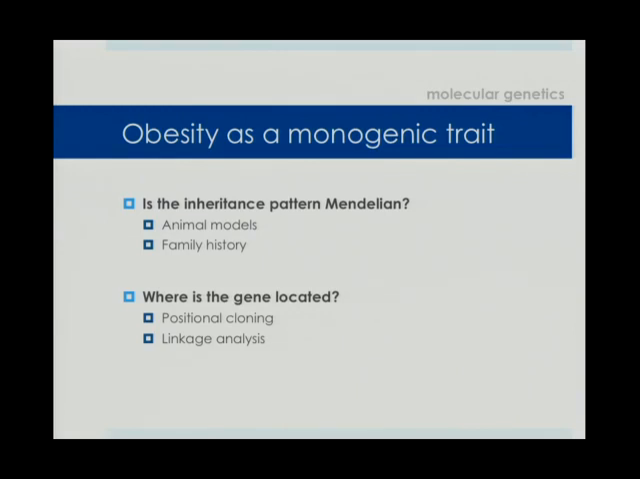Over time, using animal models of obesity that have Mendelian inheritance patterns, we were able to figure out what these genes actually are through positional cloning. And we then confirmed that these same gene mutations, characterized in mice, were also in real families with monogenic obesity using linkage analysis.